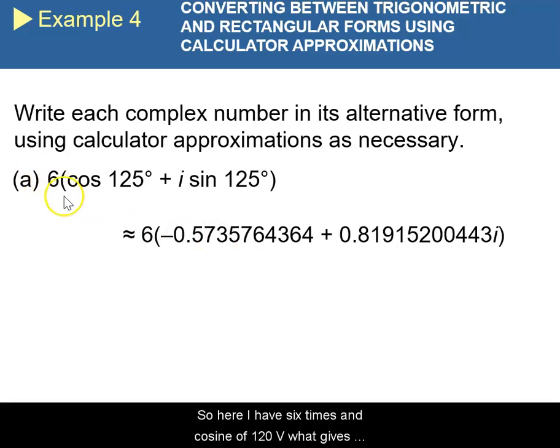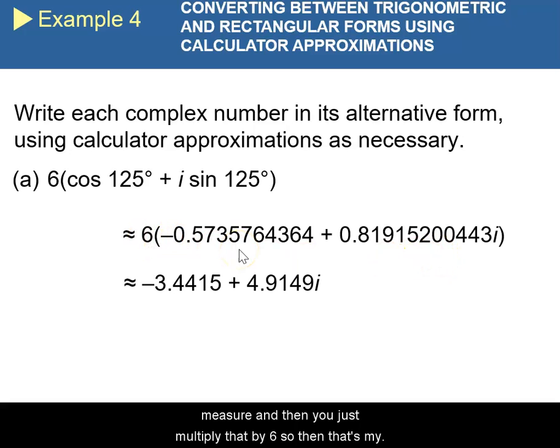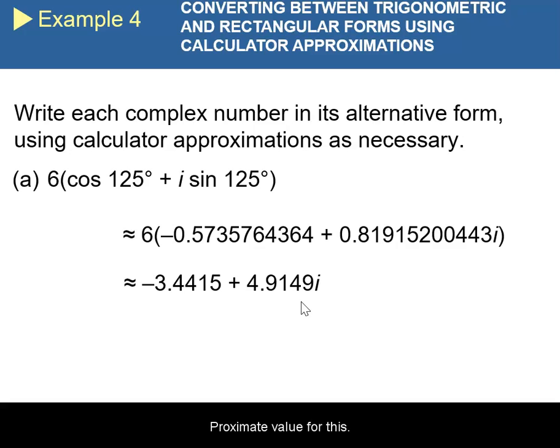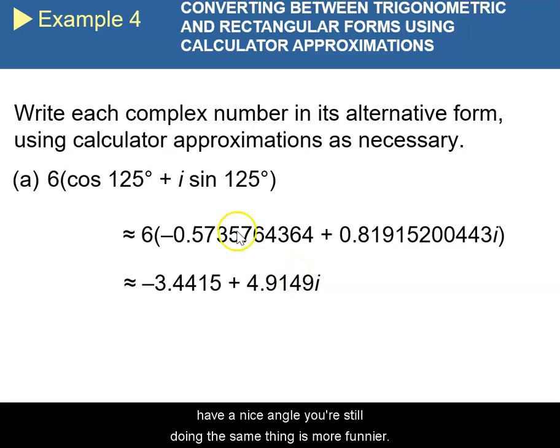So here I have 6 times cosine of 125 gives me this measure. Sine of 125 gives me this measure, and then we just multiply that by 6. Okay, so then that's my approximate value for this polar form, right? It's now in its complex form. So it's really just multiplying everything out, you guys, right? So when you have a nice angle, you're still doing the same thing. You're just multiplying everything out.